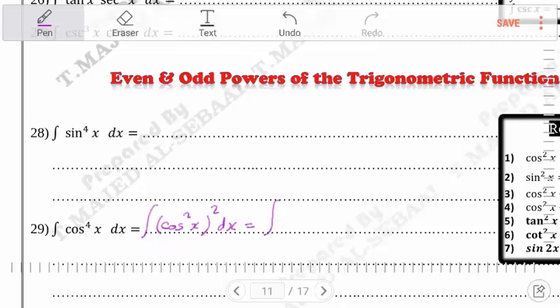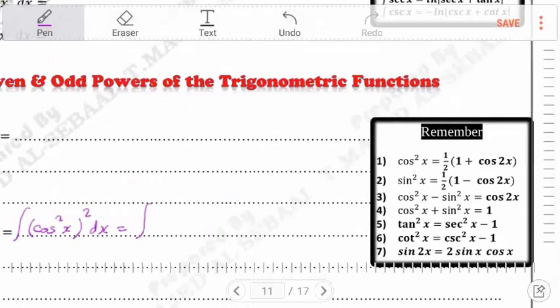Cosine squared is in here. You can write it inside the bracket. It is half bracket 1 plus cosine double the angle, squared. Okay, dx. I forgot to add one more bracket. It has to be done like that. Okay?